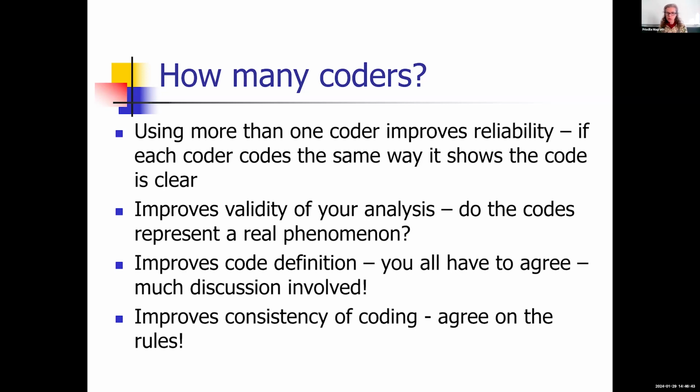And then when you start coding, it does improve reliability, because if each coder is coding in exactly the same way, it shows the code is clear. And there are ways of measuring intercoder reliability. So you say, well, we want to get to 60%, 70%, 90%, to show that we're all coding the same way. So it's a strong code book. It also improves the validity. Do the codes represent a real phenomenon out there? If every coder can find the same thing in the data, then it's probably a real thing in the data.